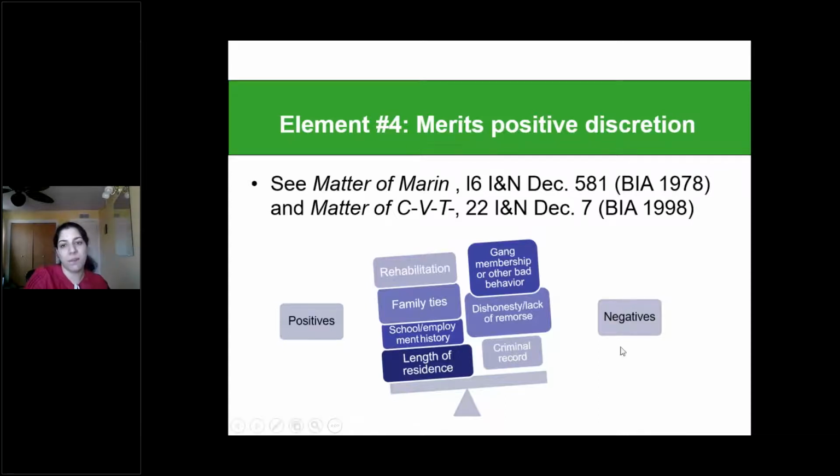So your job as a representative is to show that the positives outweigh the negatives. And even where certain negatives still do exist, try to show that your client is going to rehabilitate himself so that those negative factors diminish in the future.